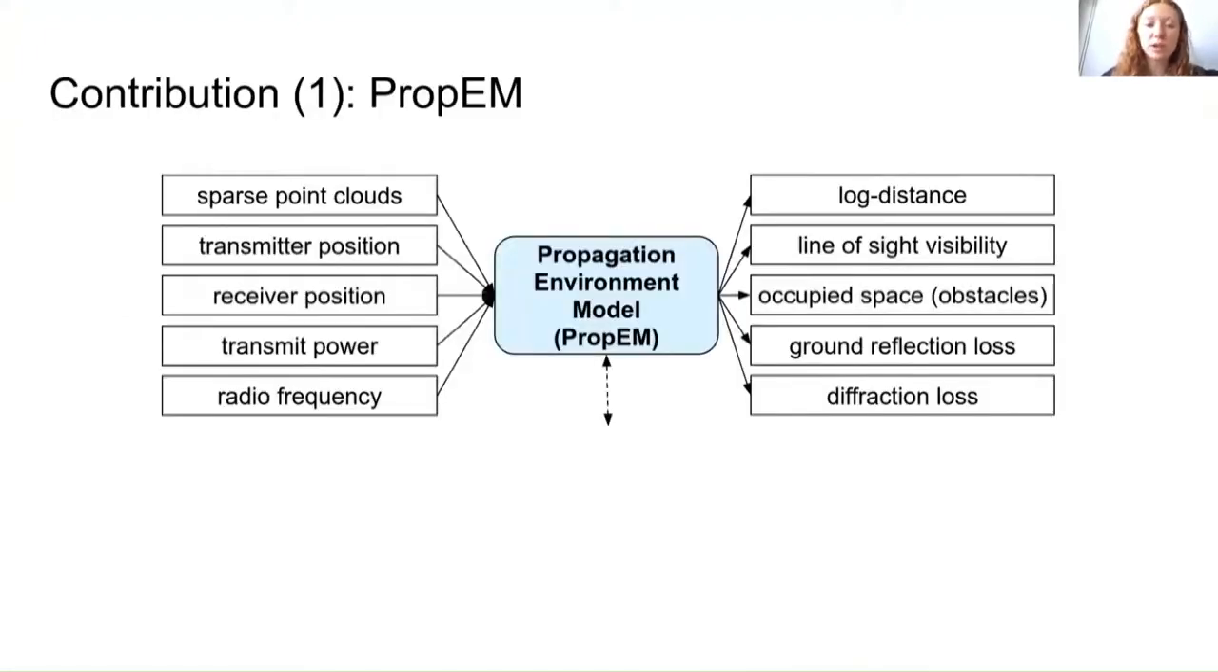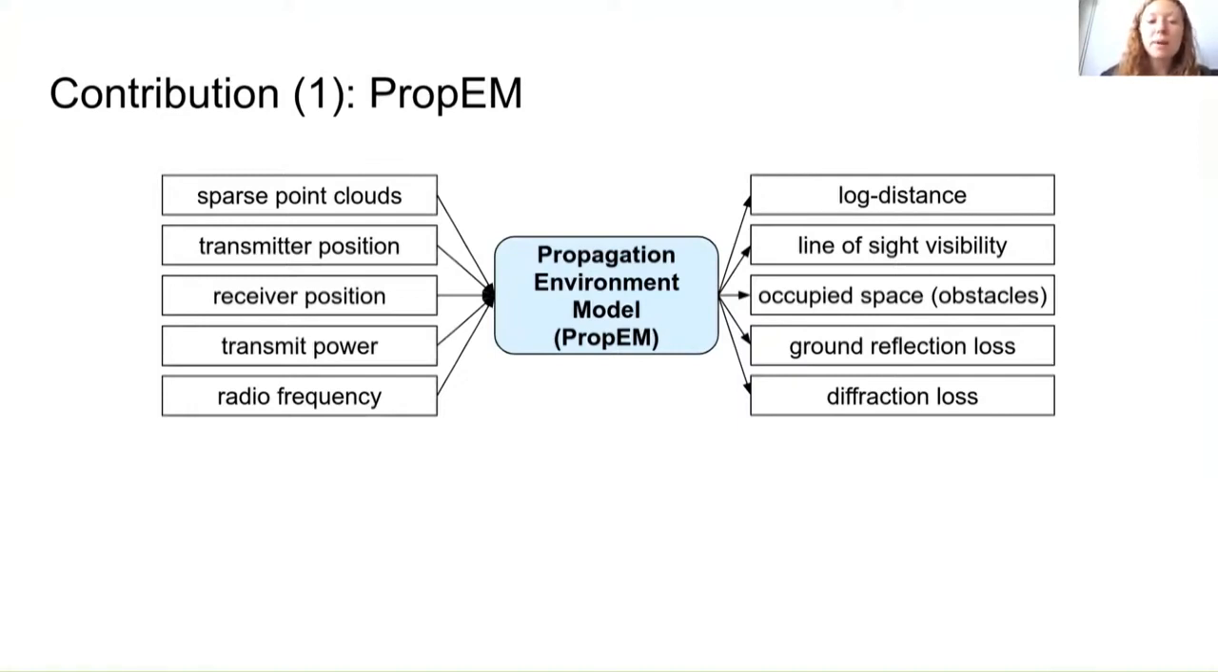The first contribution of this work is concerned with modeling the propagation environment between a transmitter and receiver, which depends on the geometries of the physical environment and the signal's characteristics, including the transmit power and frequency. From these, our model outputs salient features for propagation modeling. Beyond distance, these include whether there is line of sight, how much of the line of sight path is through occupied space or obstacles, and whether copies of the signal reflected off the ground or diffracted around a nearby object will cause constructive or destructive interference.